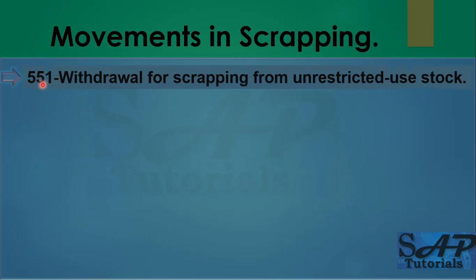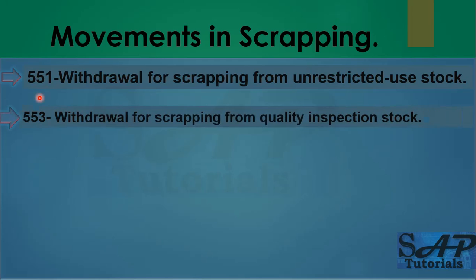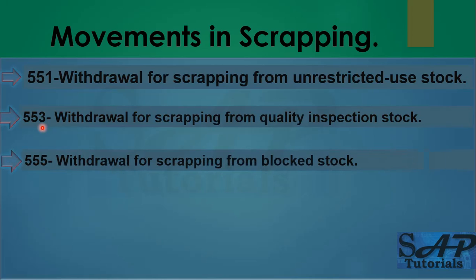The first movement is 551, in which if the stock that you want to scrap exists in unrestricted stock, then you will scrap it with movement type 551. If your stock exists under quality inspection, then you will use movement type 553 to scrap that material. And if your stock exists in block stock, then you will use 555 to scrap that stock. Also, if your stock exists in GR block stock, then you cannot scrap from GR block stock. You can only scrap from block stock but not from GR block stock.